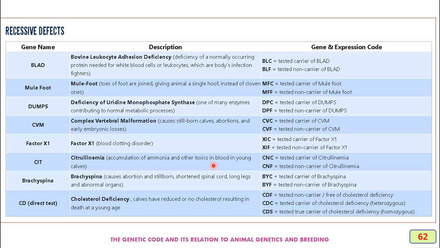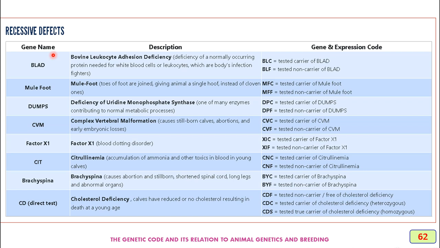Then another condition is called brachyspina, with abortion and stillbirth, shortened spinal cord, long legs, and abnormal organs. Then CD is the direct test for cholesterol deficiency syndrome, where cows have reduced or no cholesterol, resulting in death of the cows, especially the young, as cholesterol is very much required for the body to protect itself. So these are all the recessive defects, and they are very difficult to identify, and very dangerous.